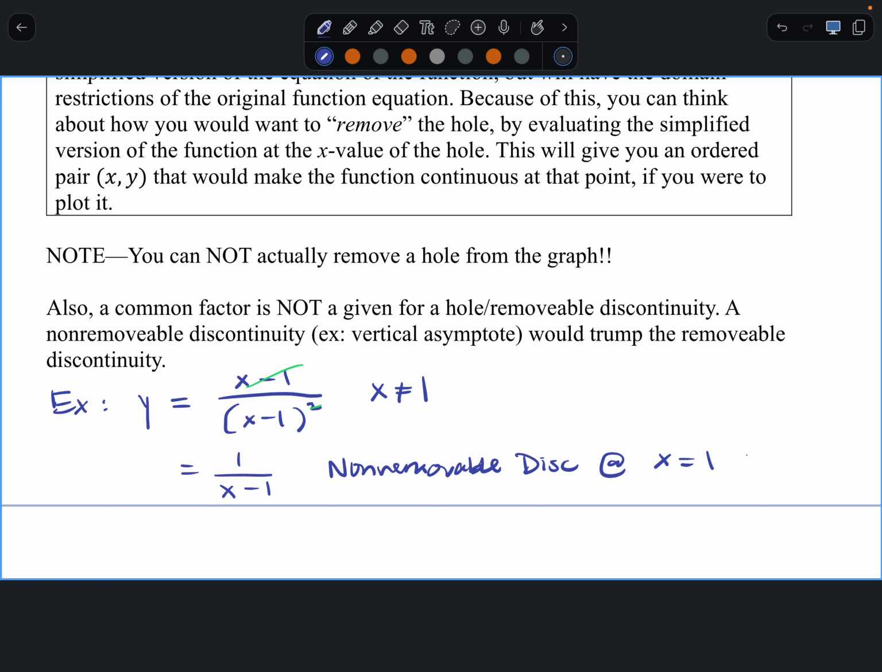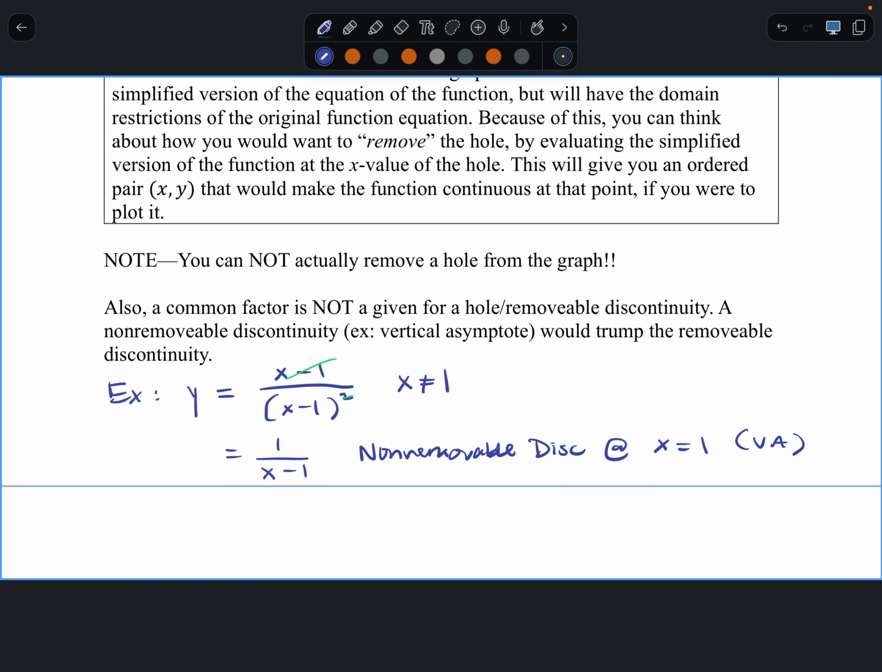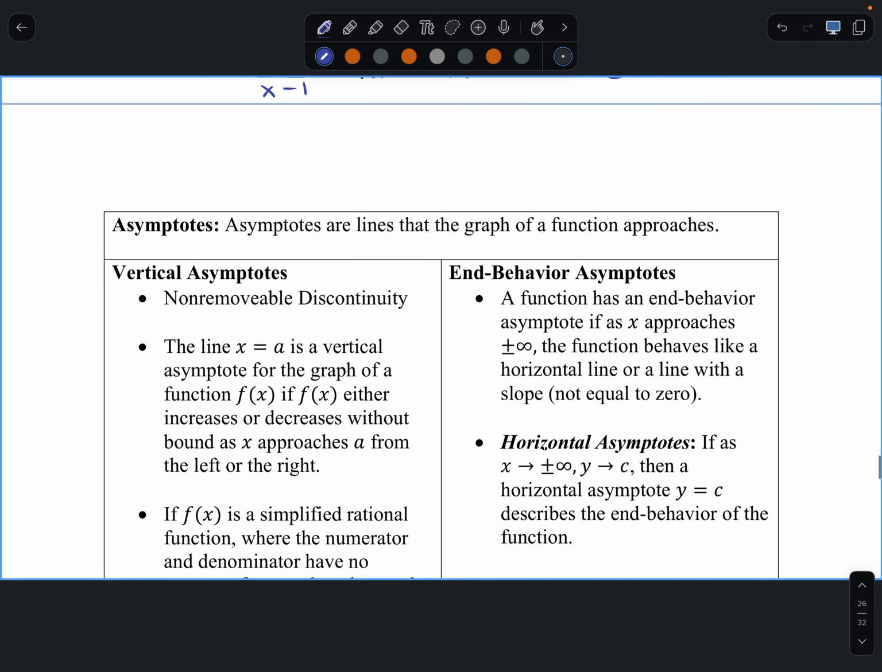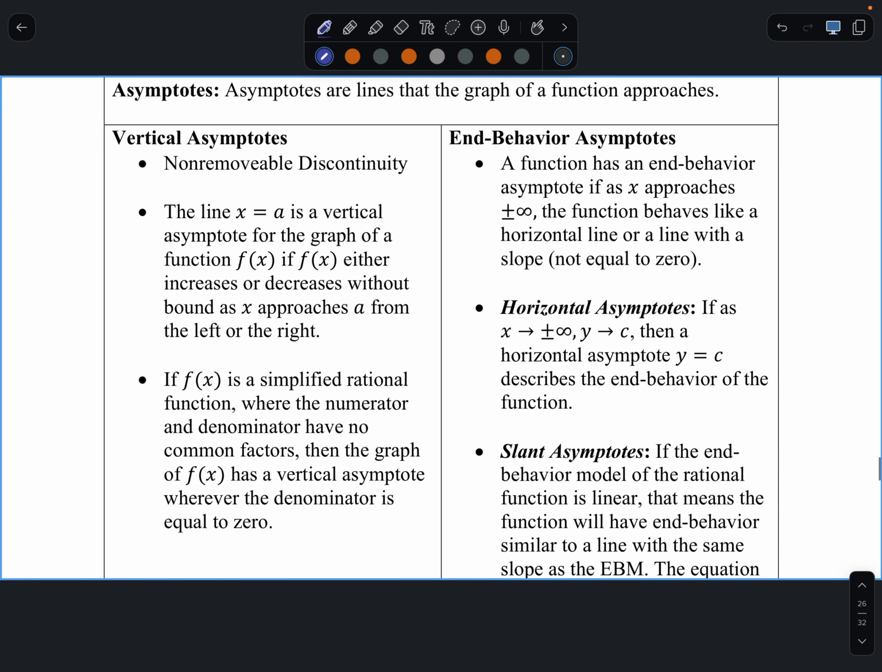Because that is a vertical asymptote. So you want to be careful, and we're going to go through this more in classifying your discontinuities, though. Just because it's a common factor doesn't mean it's necessarily a removable discontinuity. Is everyone still with me to here? We're going to talk even more about non-removable discontinuities, and then we're going to start talking about end behavior.